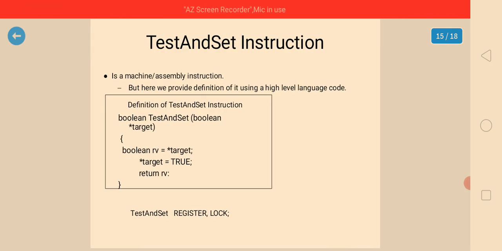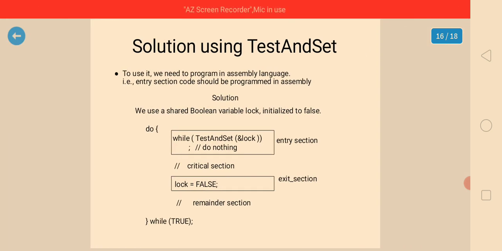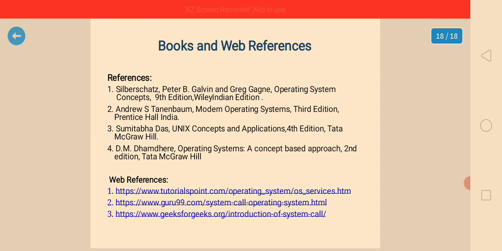So this is an example of how we run these test and set instruction codes. This is the solution using test and set. So this is a summary of what we studied to solve the critical section problem with a hardware solution.